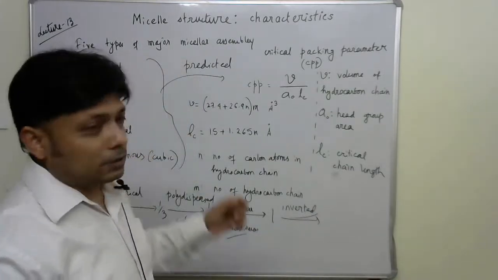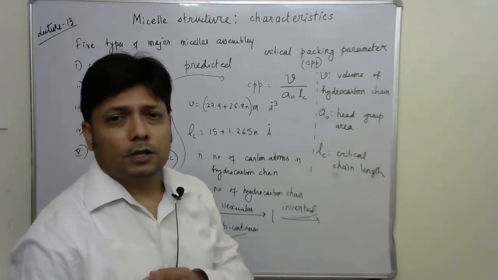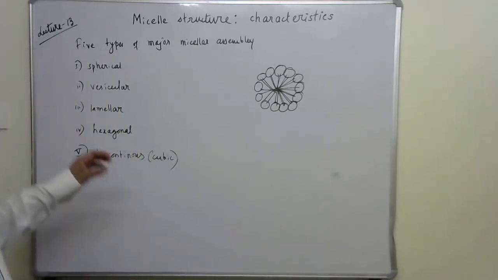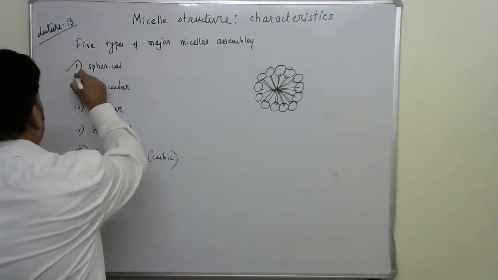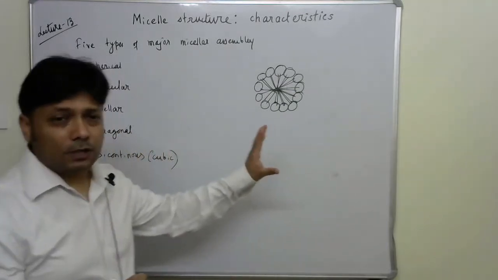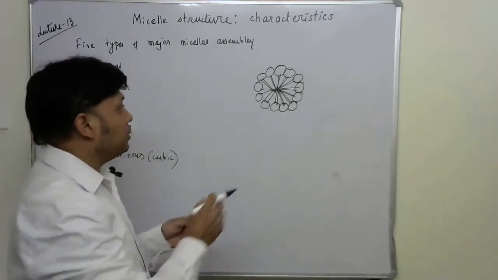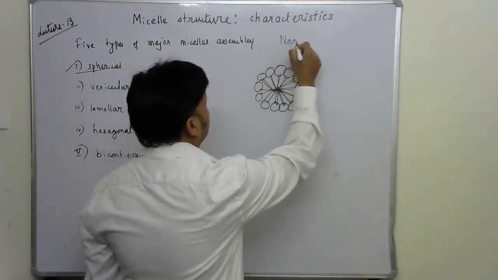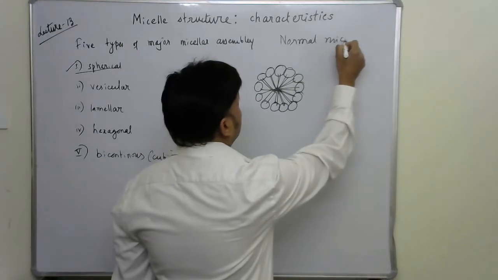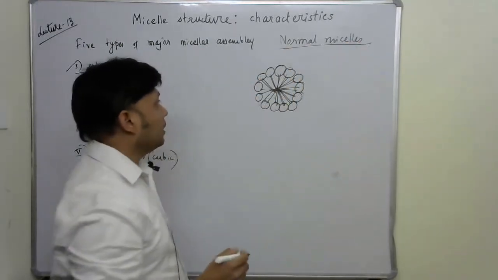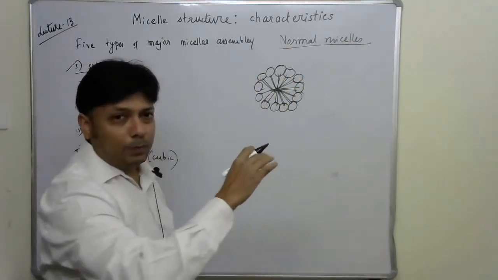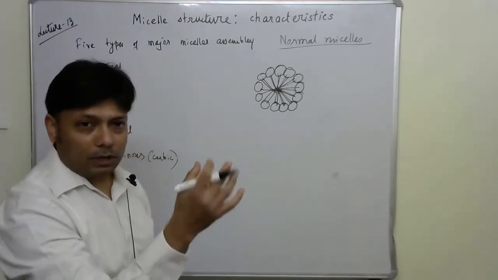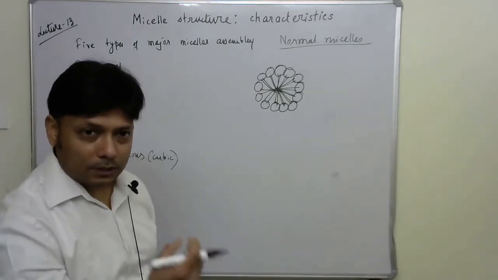Let's discuss it one by one, starting from the structure of the spherical micelle. Before drawing the structures, let's assume that the dispersion medium is water. Therefore, we will be considering only the normal micelles. That means the hydrophilic group would be facing towards the water medium, and the hydrophobic group will be buried inside the micelle, the core, in the pocket.